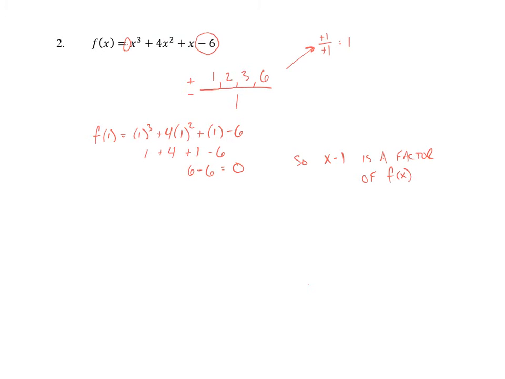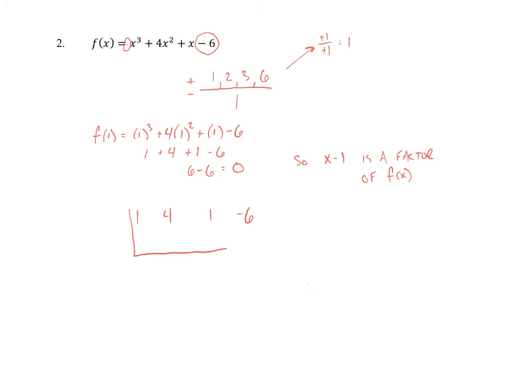So we know that if f of 1 is 0, then when we divide f of x by x minus 1, we're going to get no remainder. And that's exactly what we have to do now. Now we can use synthetic division because x minus 1 is a binomial that has a 1 here, not a 2 or a 3 or any other number. So let's go ahead and use synthetic division. I'm going to set up my coefficients from f of x, which are 1, 4, 1, and -6.